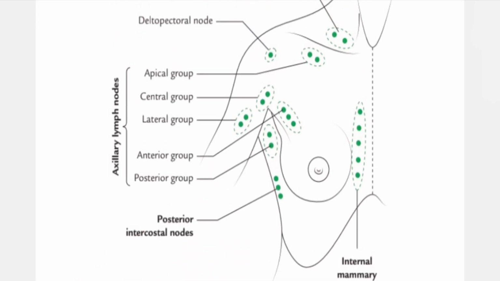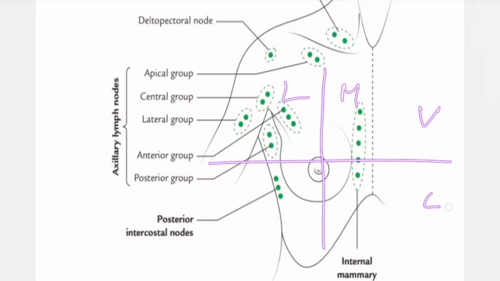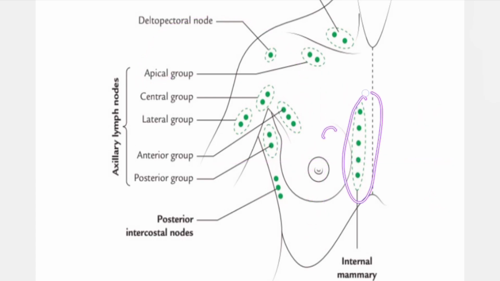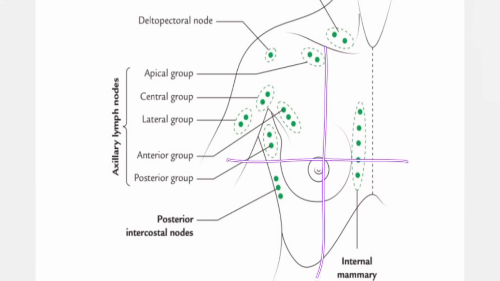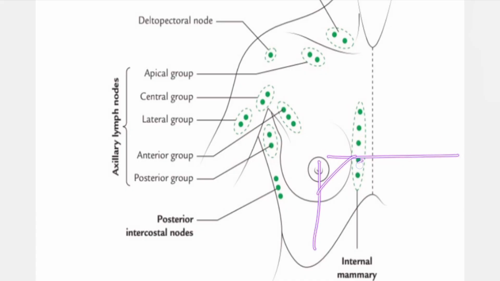So you have known about all these things. You just have to know which quadrant drains where. So I said you have medial, lateral, and you have upper, lower. This lateral compartment drains into axillary group of lymph nodes. Medial compartment drains into internal mammary nodes. And here you have the lower lateral compartment that drains into posterior intercostal nodes. And you have lower medial compartment.